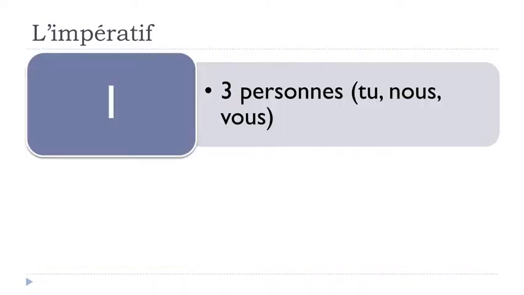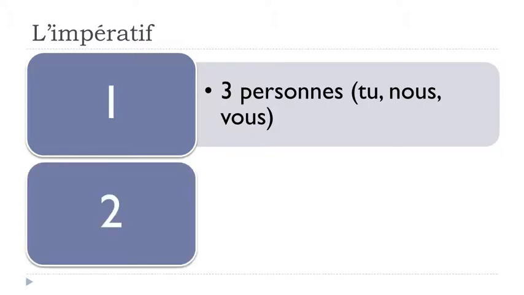So now, when we talk about this imperative form, the first thing that you've got to remember is that we've got only three persons, so there will be tu, nous, and then vous. So the imperative doesn't exist for je, for il and ils au pluriel.